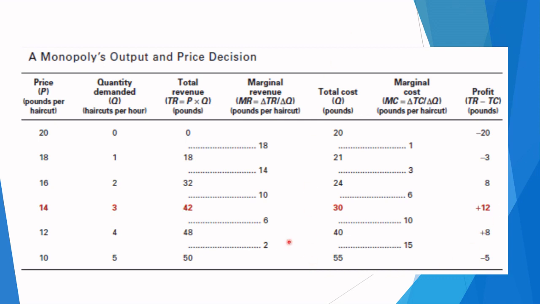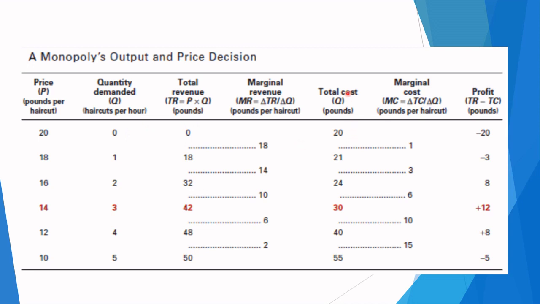This part is new. Now, this is a hairdressing salon. Remember, this salon has a monopoly status. When the price of one haircut was £20, there was no demand for a haircut. Hence, the total revenue was zero. When the price of a haircut was lowered from £20 to £18, the quantity of haircuts demanded per hour was one, total revenue was 18, and marginal revenue, this difference in total revenue, was 18. This is how we calculated total revenue and marginal revenue from the given information in the first and second columns.